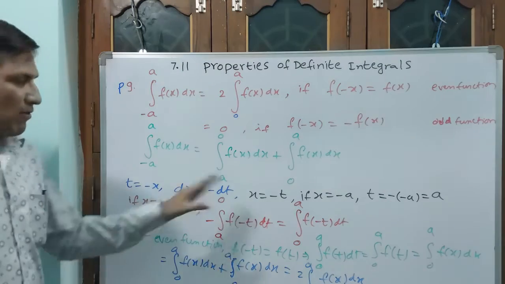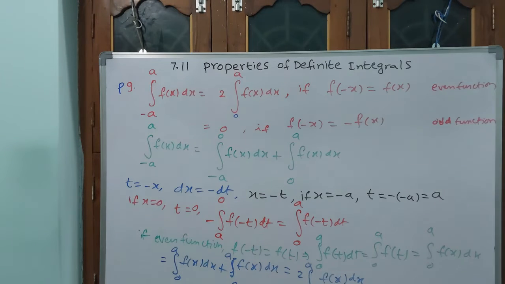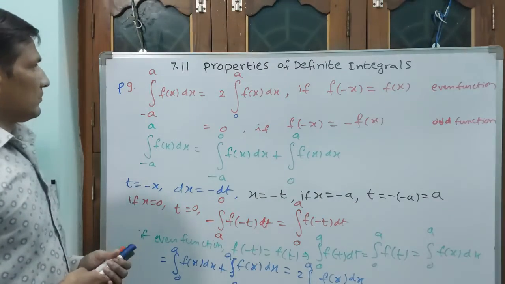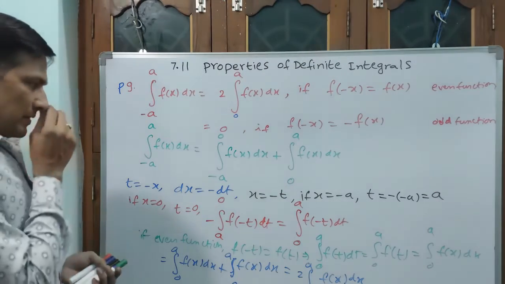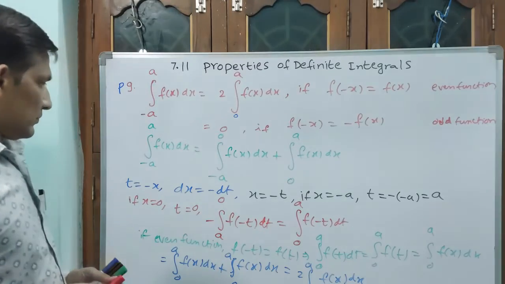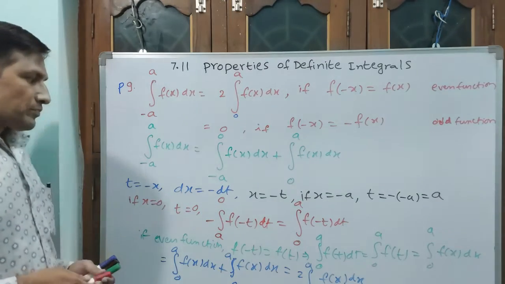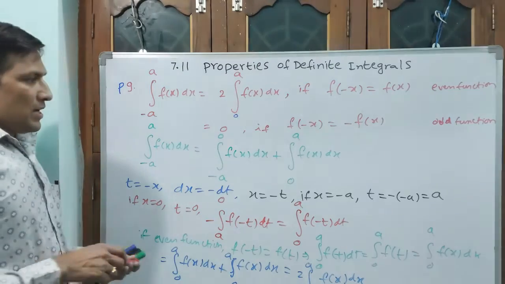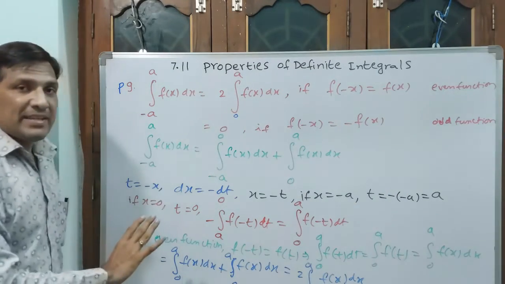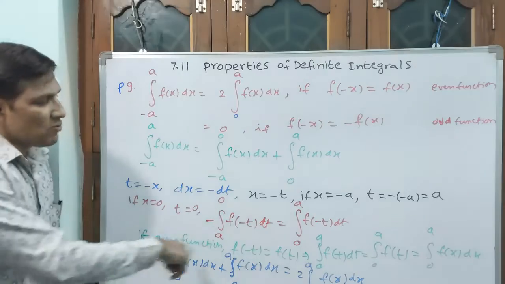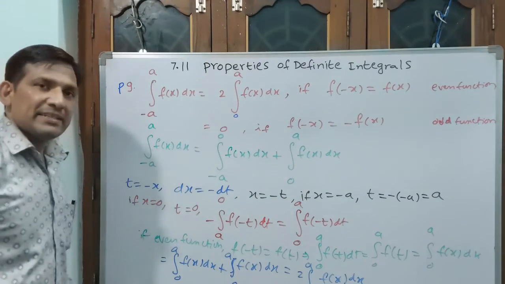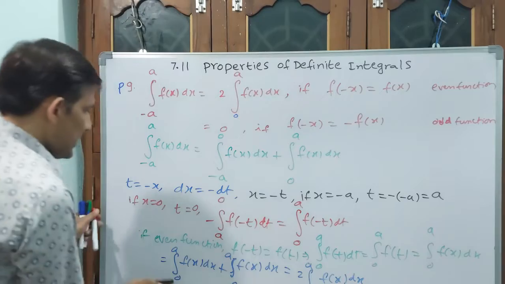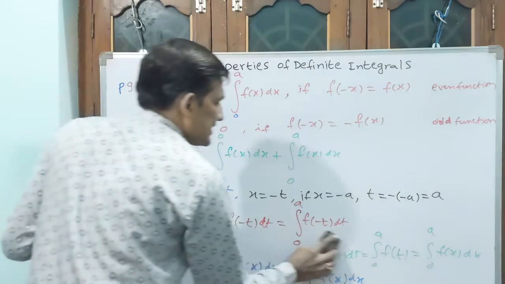We will use the second proof, but I want to remove this. Okay. See now, we have considered f of minus x is equal to f of x, even function. That is why 2 times has come. Now we consider f of minus x is equal to minus f of x. Okay. I am removing this again.